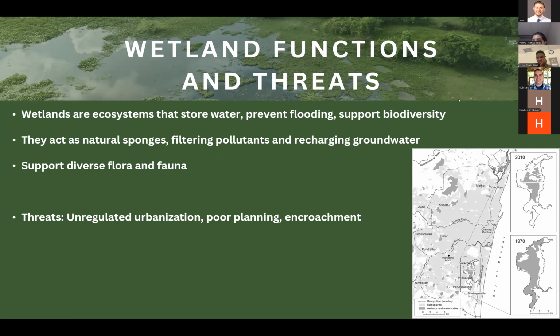Over here, there is a map of Chennai. This is a map of Chennai in the year 1970, and this is the map of Chennai in the year 2010. The gray region represents the wetland. In the 1970 map, we can see that almost 85 to 90% of Chennai was full of wetlands, and in 2010, we can see that it has degraded a lot. This is one of the reasons why I chose to do this project.